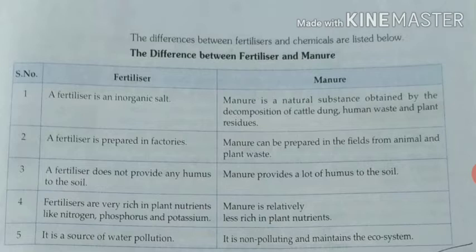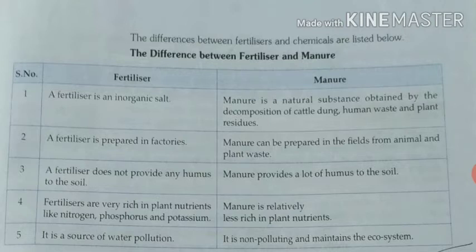Next, it is a source of water pollution. And fertilizer is a source of water pollution. So I told you previously that the excessive use of fertilizer causes pollution. So it is one of the sources of water pollution. But manure is non-polluting and maintains the ecosystem. It means that it is environment friendly. So that's why farmers have to use manure more and more, because it maintains the fertility of the soil and it maintains the ecosystem also.